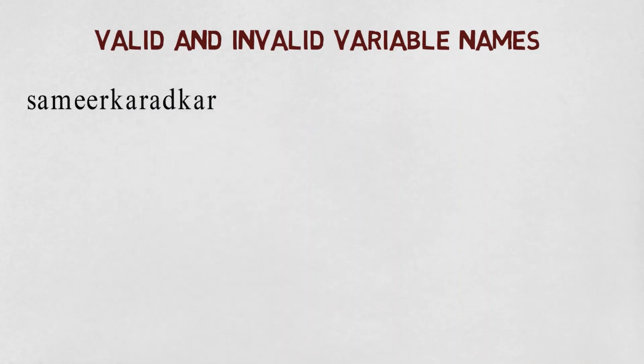The first name is Samir Karadkar. The second one is 123ABC. Third is A1_2BC, and last is AB space CD. Observe those names carefully and try to understand which could be the valid ones and which could be invalid ones. I'm giving you some time to think. You are supposed to tell me, out of these four names, which will be allowed in Python and which won't be allowed.